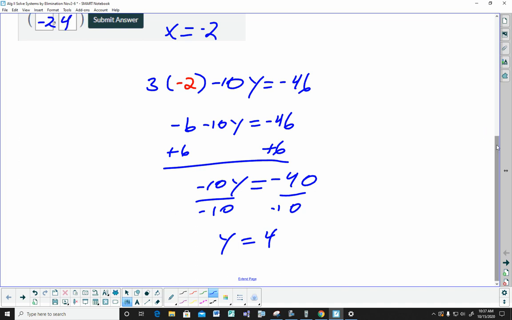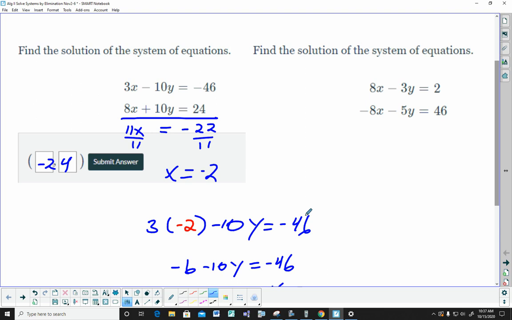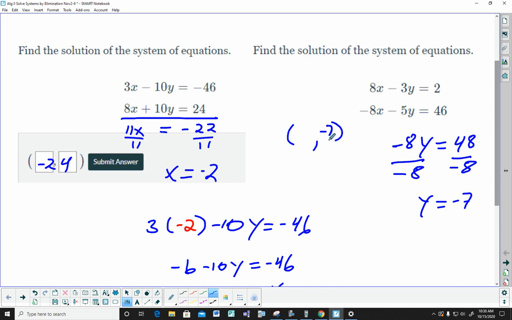Okay? But the initial setup is so much easier. The hardest part about it was finding what the other variable was worth. Now, in this one, notice that when you added it together, the y's canceled. It doesn't have to be that way. When you add these together, both the x's cancel. It doesn't matter which one's canceling. Your goal is to get one of the variables to cancel. Okay? Divide by negative 8, and you get y is equal to negative 7. So that's the first part of your answer, negative 7.